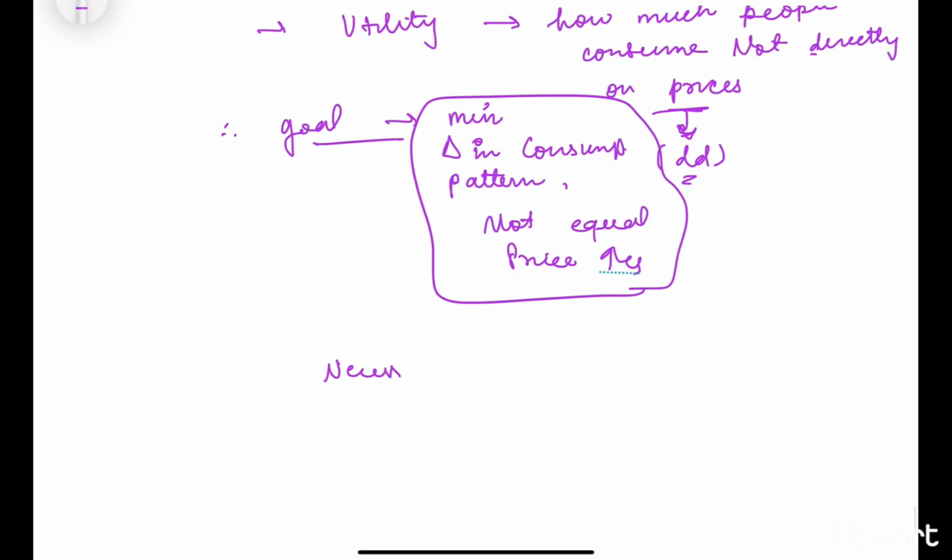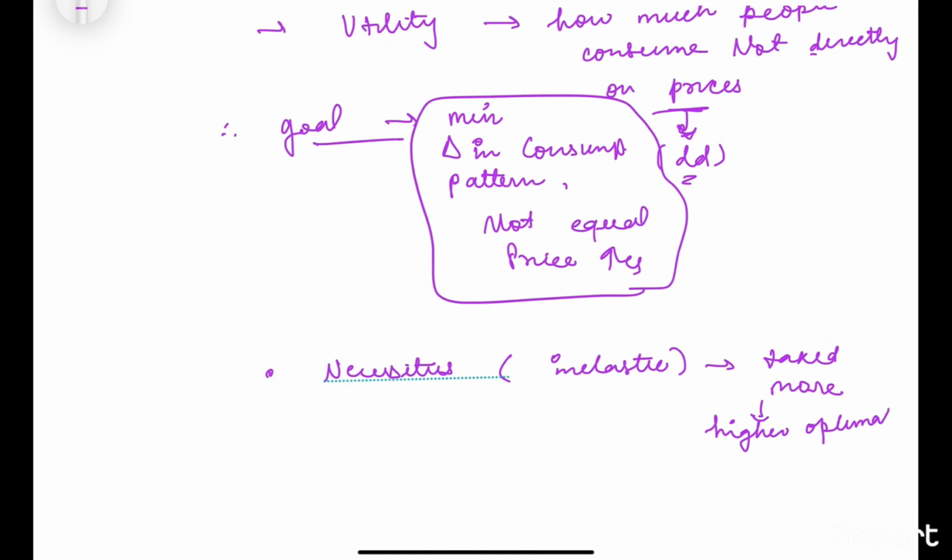So we can say that necessities, which are inelastic, should be taxed more. So in these cases they would have higher optimal taxes. And for luxuries, which have more elastic demand, they would be taxed less, and therefore they would have lower optimal taxes.